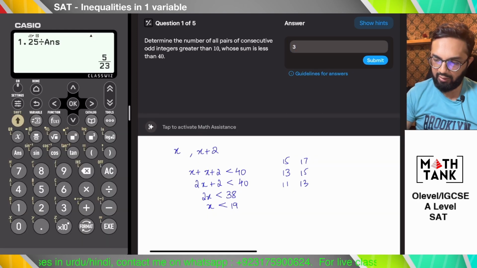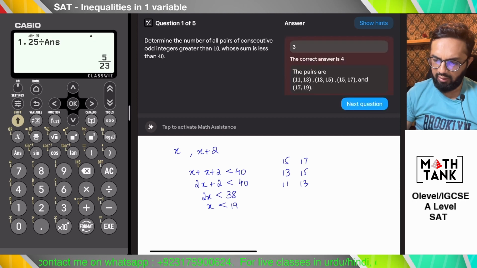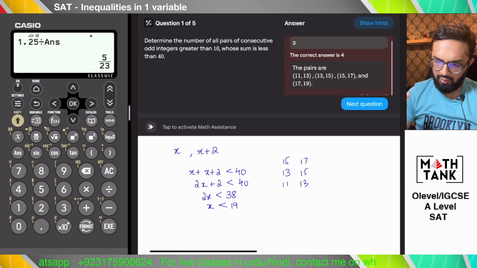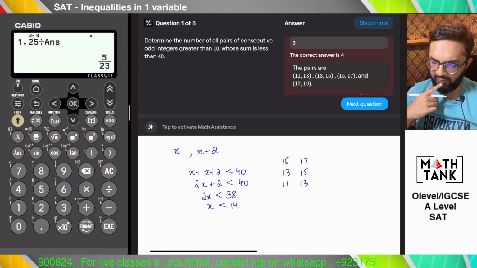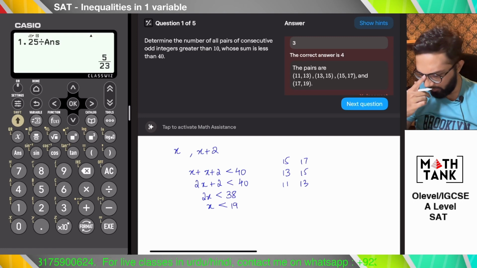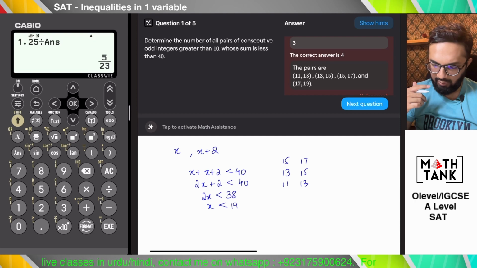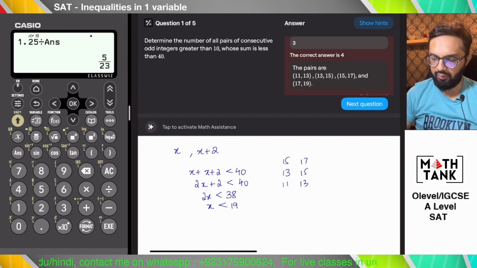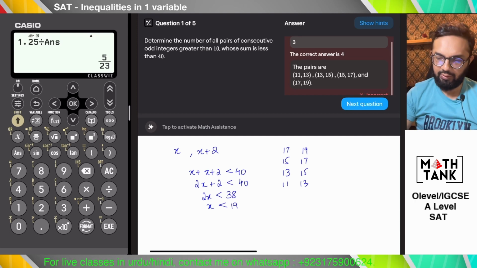Let's see if we get the correct answer from here. The correct answer is 4. 17 and 19 should also give you a sum less than 40. So there's another pair with 17 and 19 as well. That is what I missed, but that is the correct answer. So that's 4.